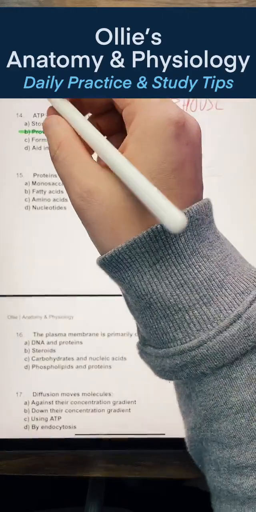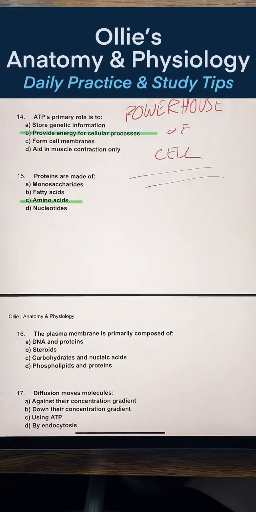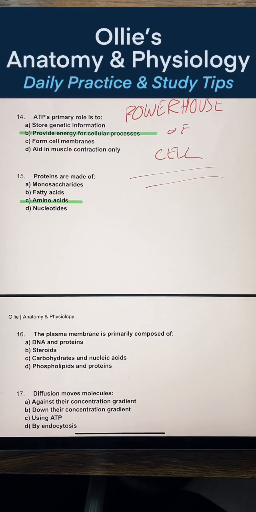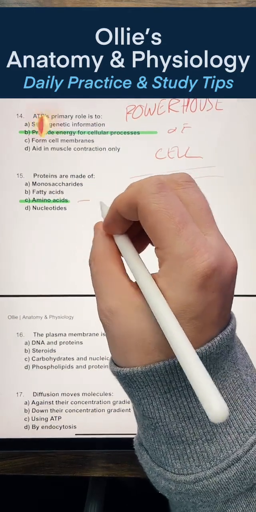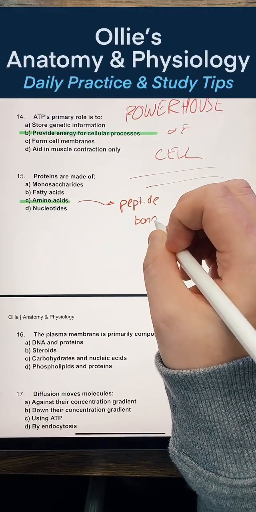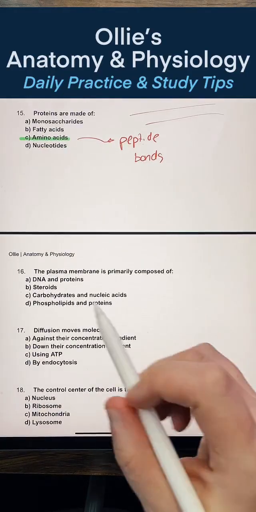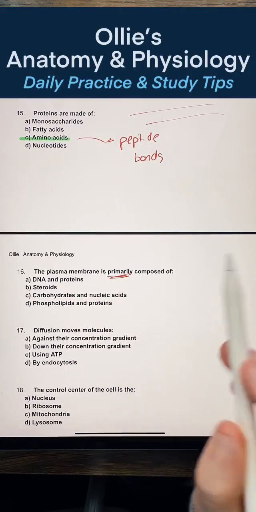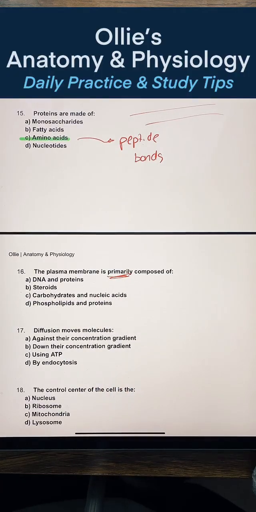But number 15, the answer is C. It's amino acids. Proteins are polymers of amino acids. Amino acids are the monomer. They are linked together via peptide bonds. Number 16, the plasma membrane is primarily composed of what? A, B, C, or D for this one.